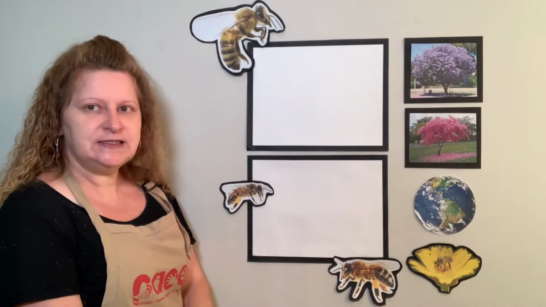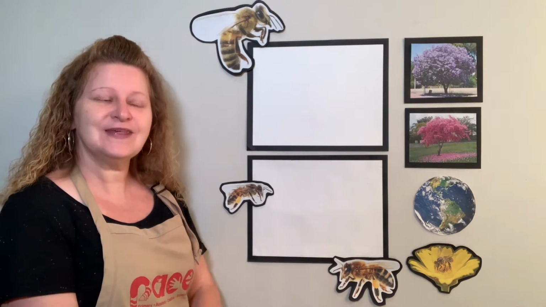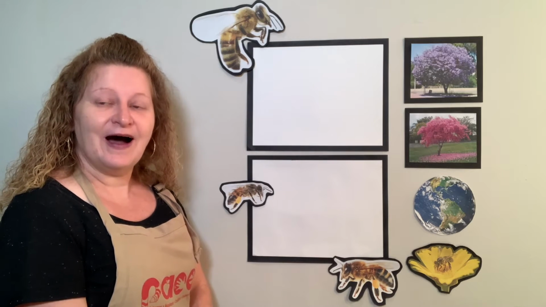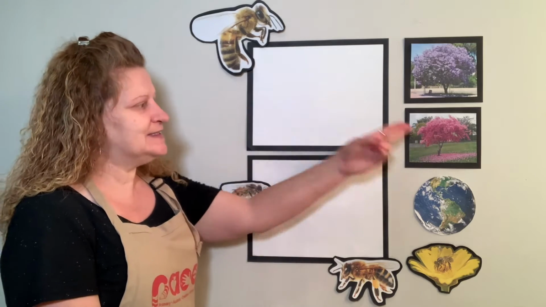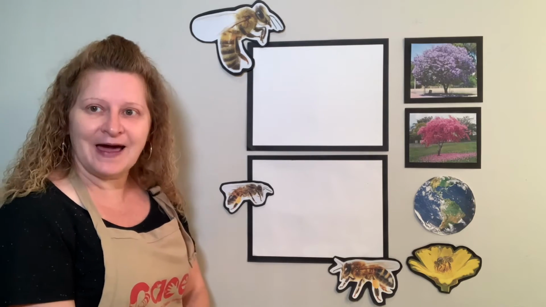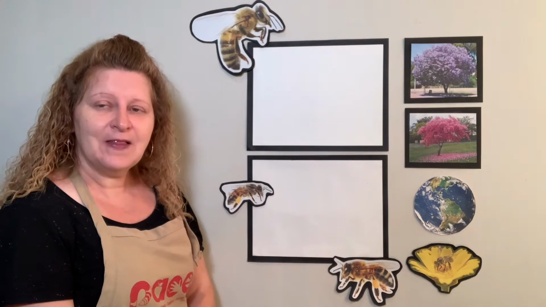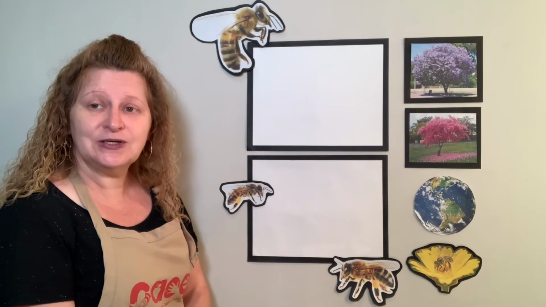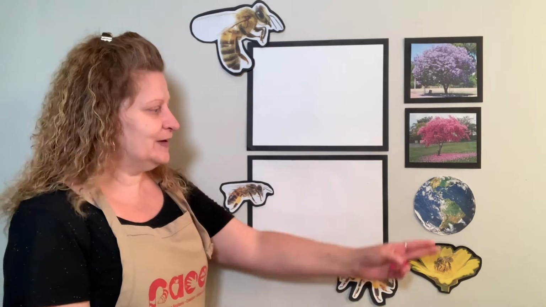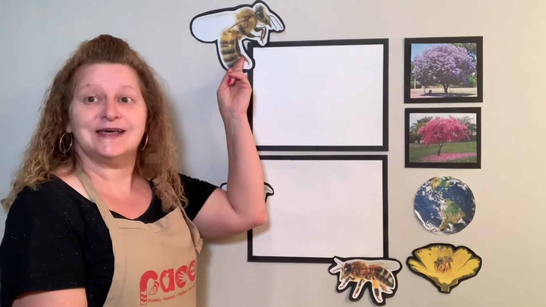And do you have any idea why these bees need these flowering trees? Let's tell our neighbor. Go ahead. Awesome. The bees need the flowers for pollen and nectar. Good job. So the bees actually need the pollen and nectar in order to survive. We're going to talk a little bit more about that. So today we're going to be drawing part of our Earth, a flowering tree, and a bee.